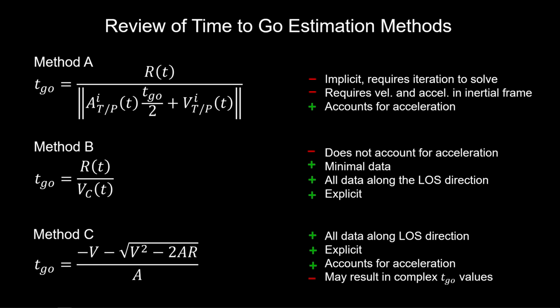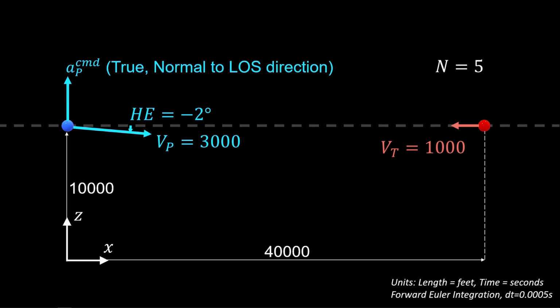Here again are the estimation methods we derived here. They are referred to as methods A, B, and C in order of their previous development. We will now examine each method in a series of engagement examples.